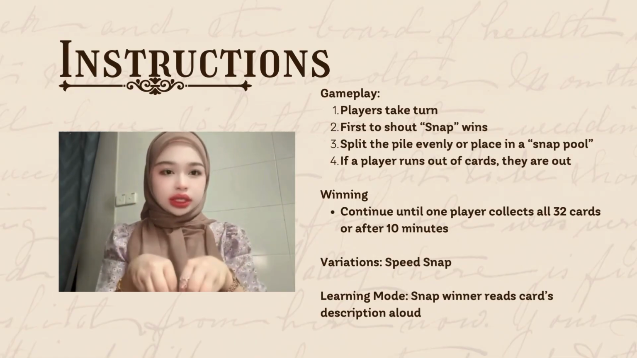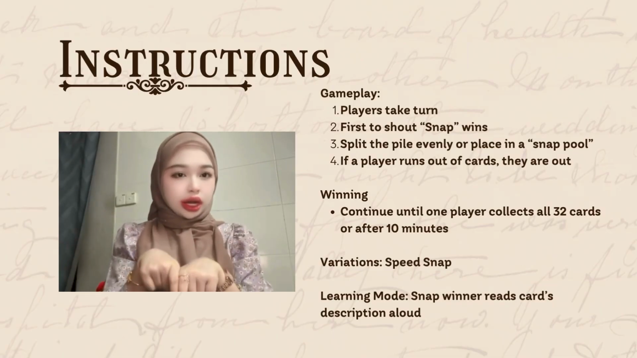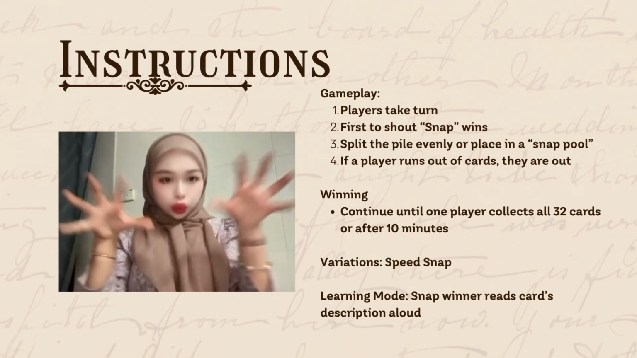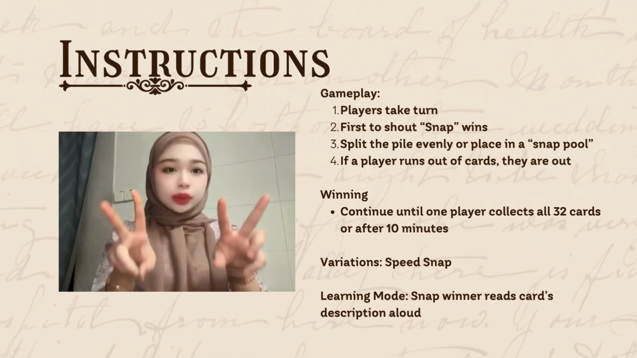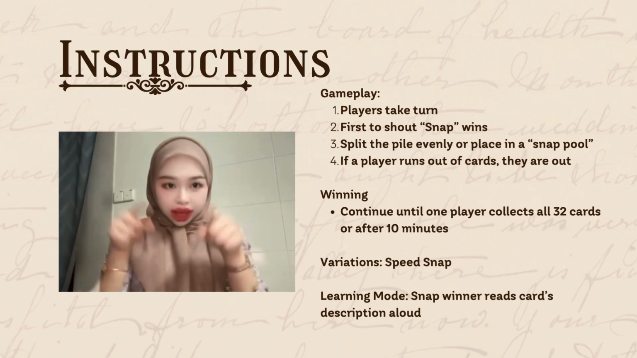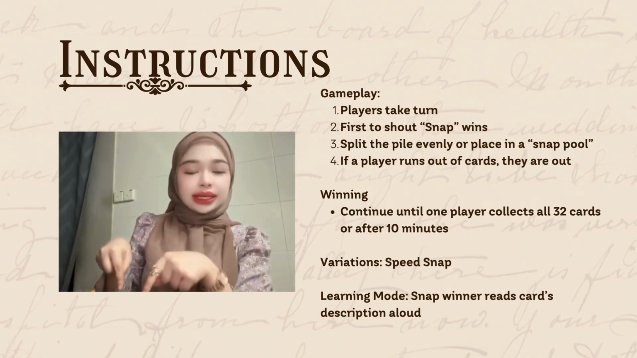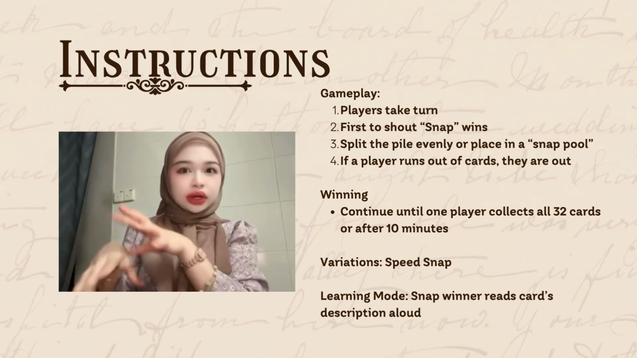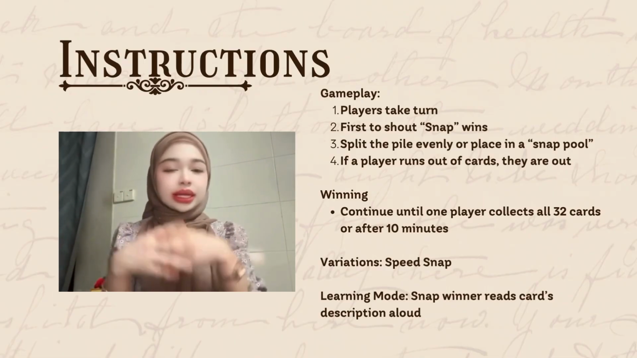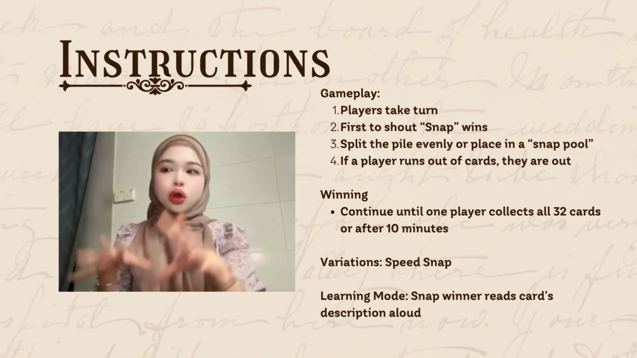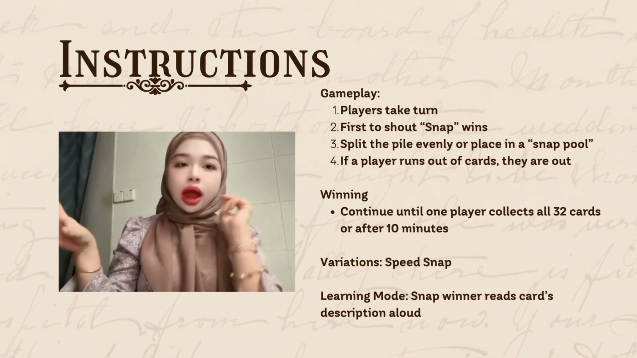When 2 consecutive cards match, for example 2 natural law cards, the first to shout snap wins the central pile and adds it to their stack. If 2 players shout snap simultaneously, split the pile evenly or place it in a snap pool for later. Agree beforehand. For the winner, continue until one player collects all 32 cards or after 10 minutes, and the player with the most cards wins.